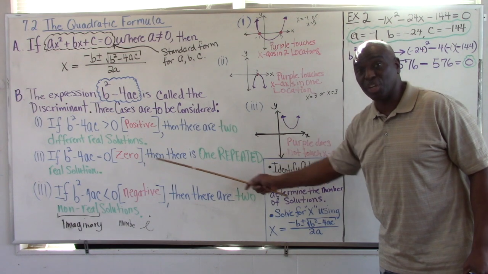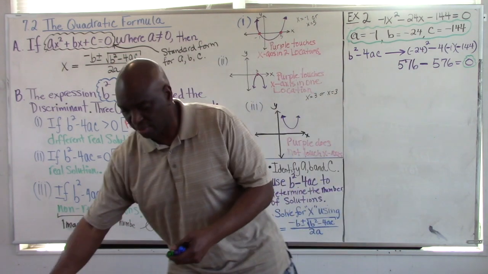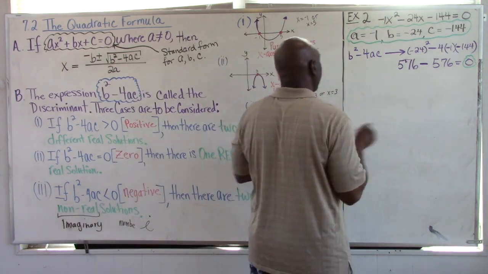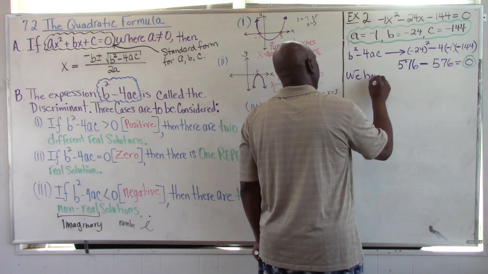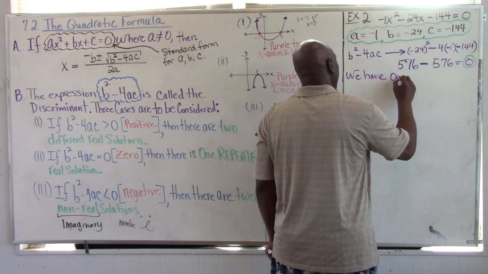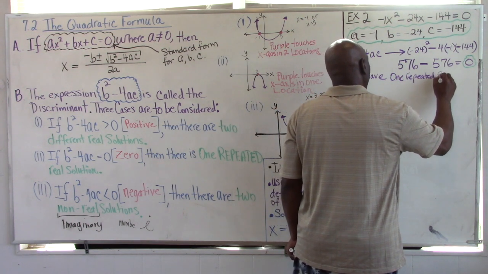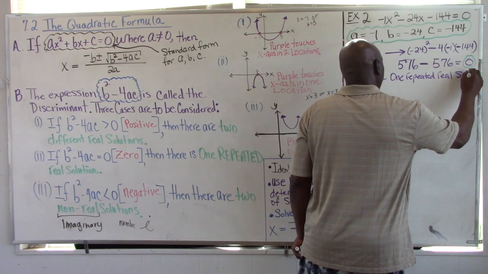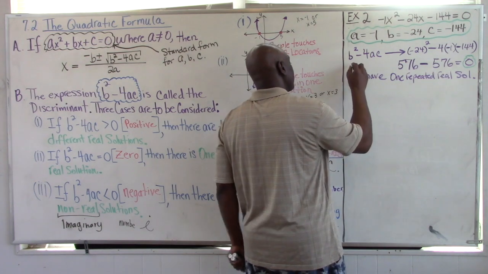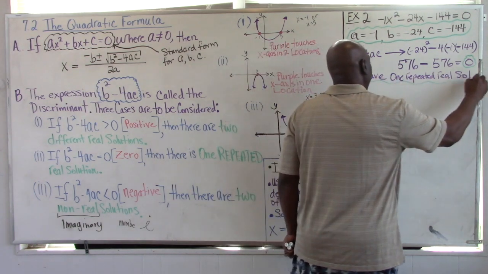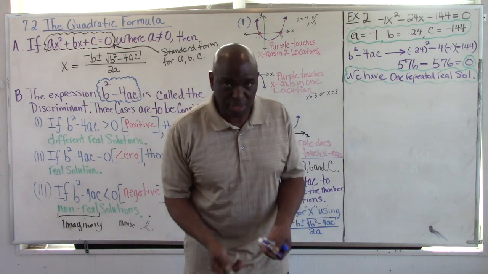So what is our answer? Our answer is up here in green. The answer is 1 repeated real solution. So write that. All right? That's what you have to write. We have 1 repeated real solution. 1 repeated real solution is what we have. Let's go after that solution now.